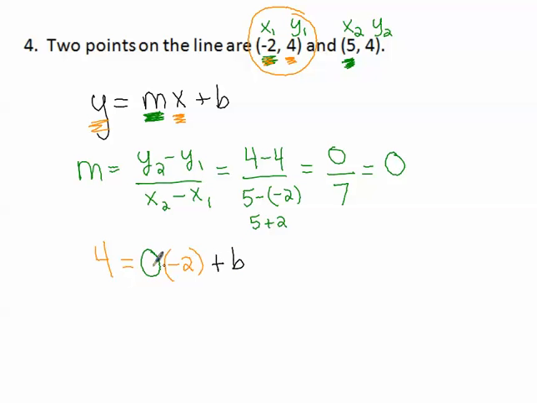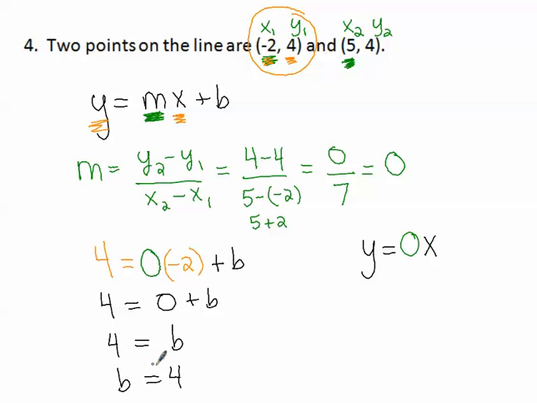Now 0 times negative 2 is 0. So we have 4 equals 0 plus b. And 0 plus b is just b, using the identity property of addition. So b equals 4. So going back to our equation, y equals mx plus b, we have y equals, remember that m is 0, x plus b. b is 4.